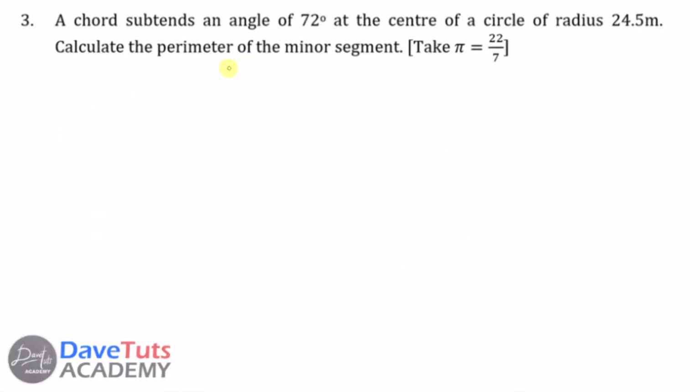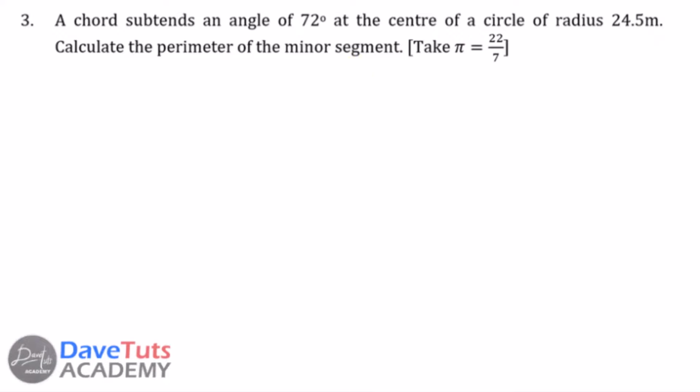In this question on mensuration of a circle, we are told that a chord subtends an angle of 72 degrees at the center of a circle of radius 24.5 meters. We have to calculate the perimeter of the minor segment. So to effectively tackle this question, we need to understand all of these terminologies that are being used here. What does it mean that a chord is subtending an angle at the center of a circle with radius, and then what is the minor segment?